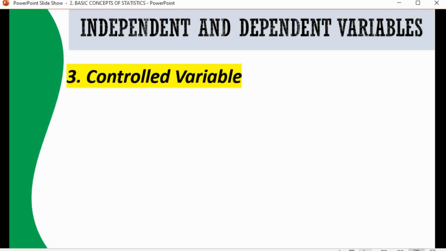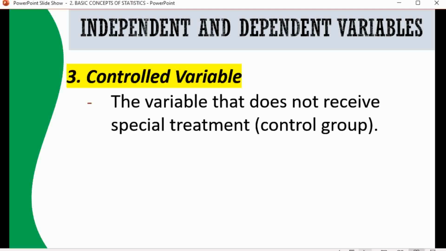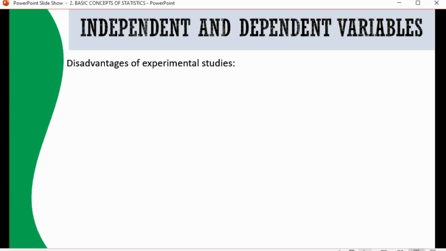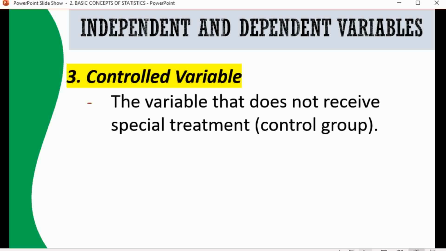Another important variable that is part of the study is what you call the controlled variable. So when you say controlled variable, this does not receive any special treatment. It's the normal aspect of the study for comparison.